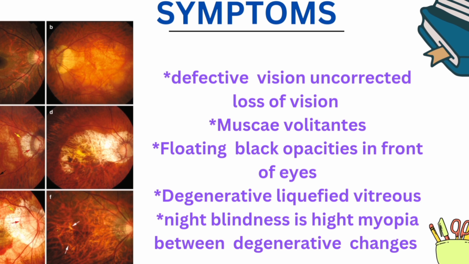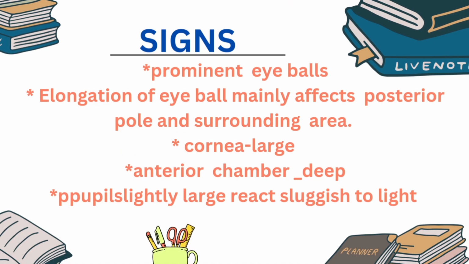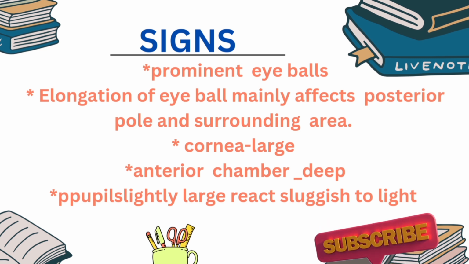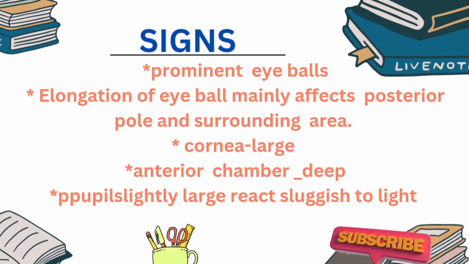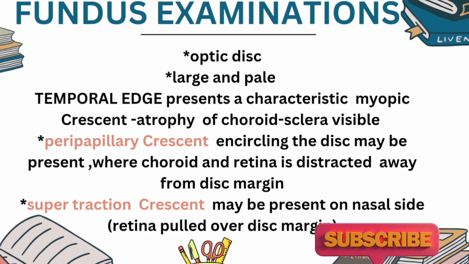Symptoms: defective vision, uncorrected loss of vision. Signs: prominent eyeballs, elongation of eyeball mainly affecting the posterior pole and surrounding area. Cornea large, anterior chamber deep, pupil slightly large, reacts sluggishly to light.